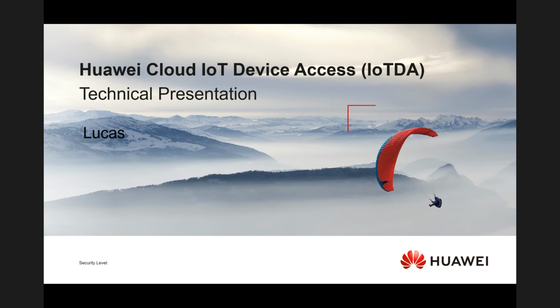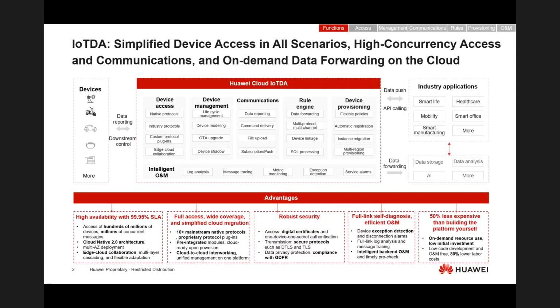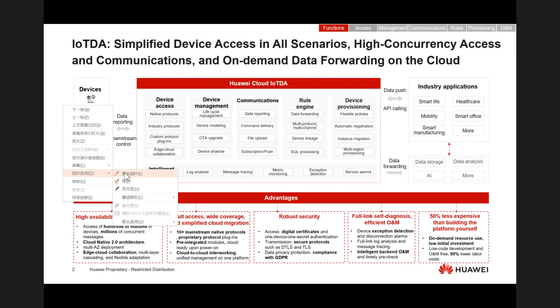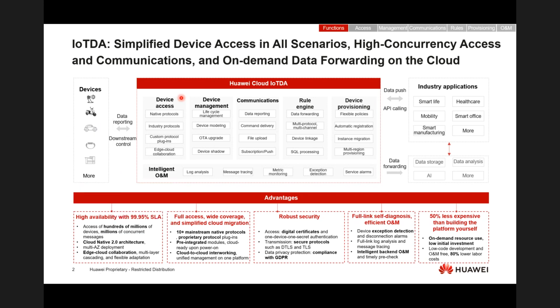Today I will give you a brief introduction of Huawei Cloud IoTDA. D means device, A means access. You can see here, this is the IoTDA overview. In the middle is Huawei Cloud IoTDA. On the left side we can see the devices, and on the right side are the industry applications, and other services on Huawei Cloud.